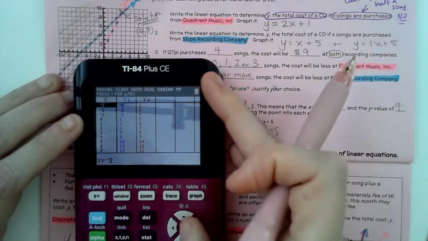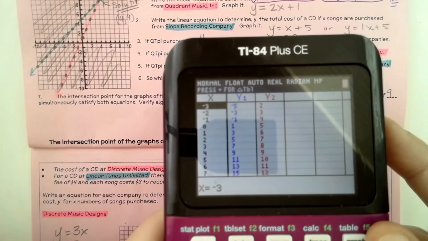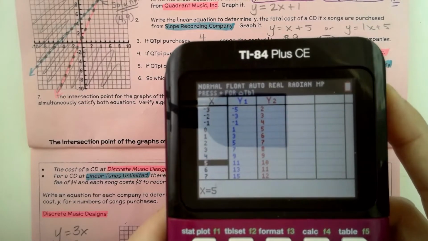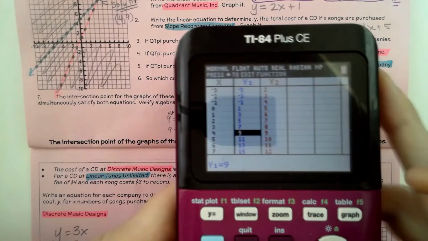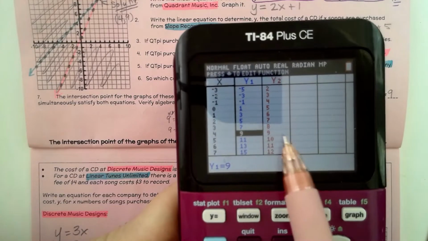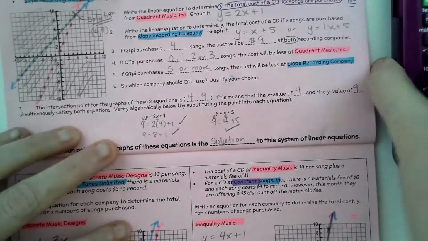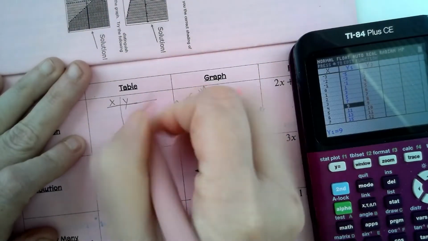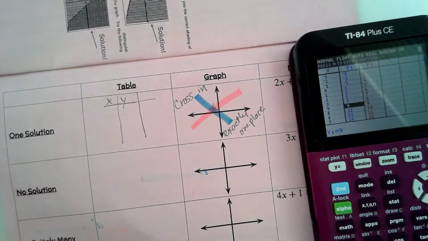When I look at the table, and again, I know yours doesn't look exactly the same as mine, it's very hard to read. You see there's exactly one row where y1 and y2 are the same. What that means is that when x is 4, y1 and y2 are both equal to 9. So let's sketch that. What I saw in the calculator, first of all, is 3 columns. Now, it is possible that they will give you 2 tables.